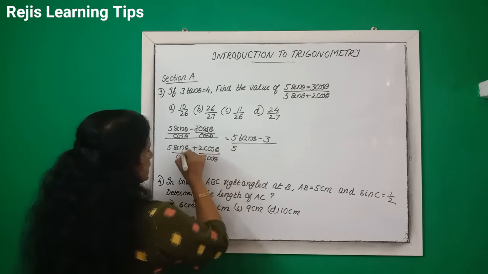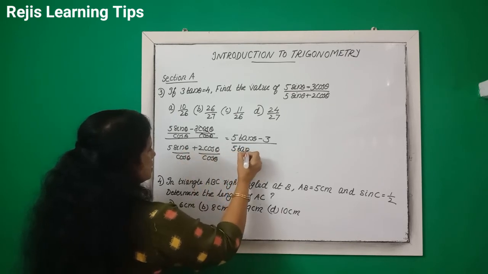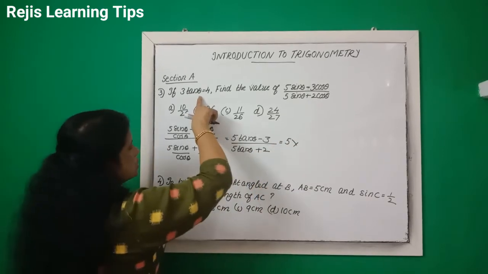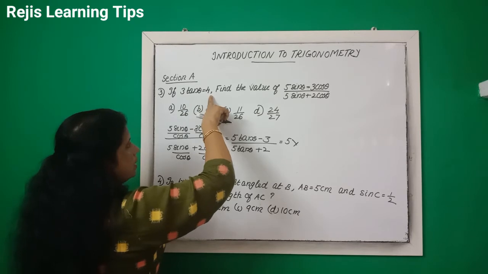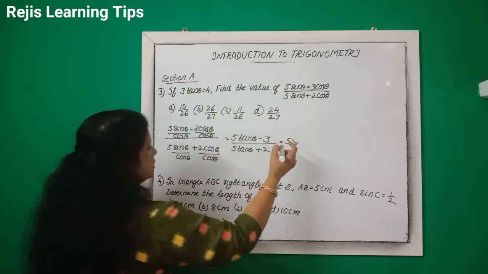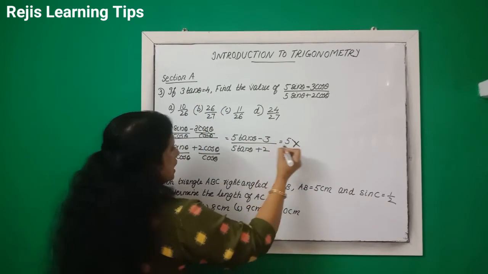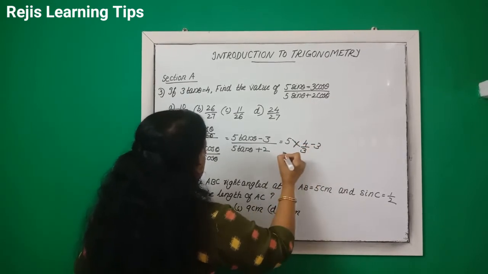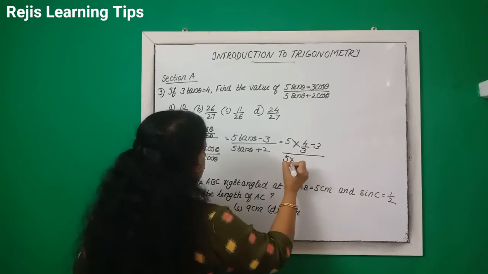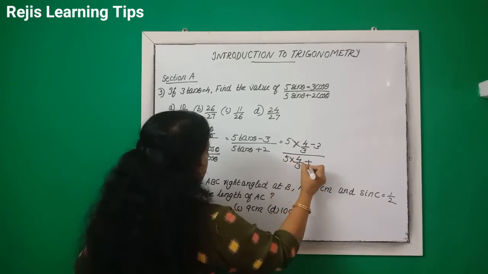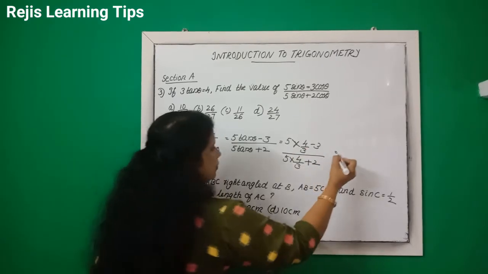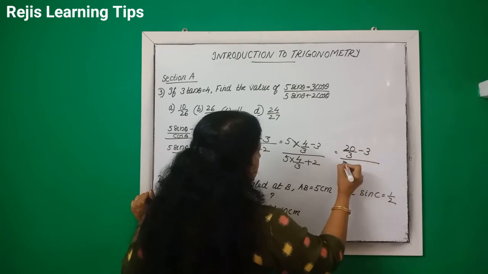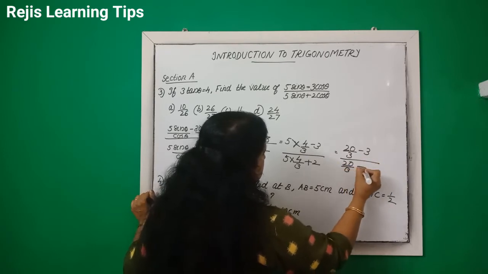Okay, then 5 into sin theta by cos theta, that is tan theta, plus 2, that is equal to 5 into tan theta minus 3 divided by 5 tan theta plus 2. 3 tan theta is equal to 4, therefore tan theta is equal to 4 by 3. So we can write here tan theta, that is 4 by 3: 5 into 4 by 3 minus 3 divided by 5 into 4 by 3 plus 2. That is equal to 20 by 3 minus 3 divided by 20 by 3 plus 2.